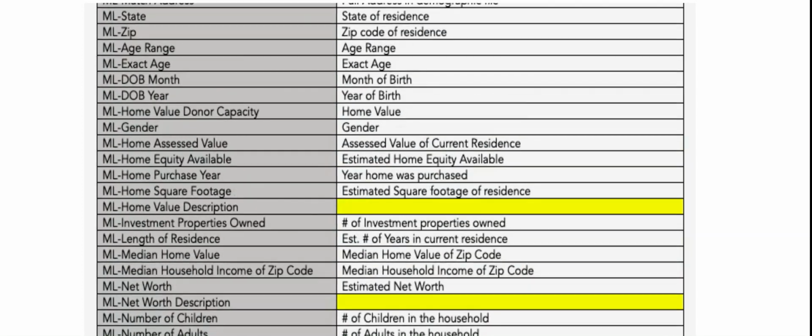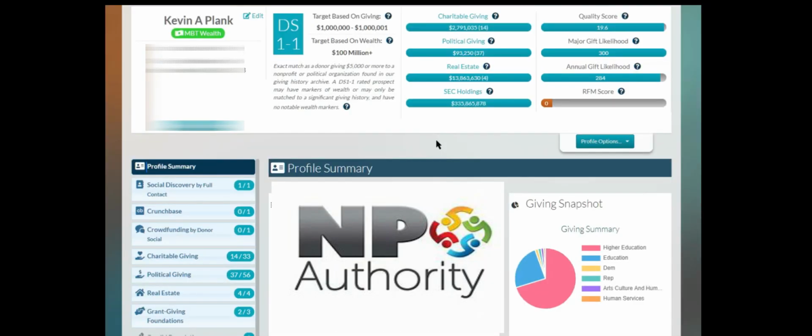And when you find a donor that you would like to do a deep dive with, you click a button and it opens something called the individual profile. Here we give the donor a rating of 1 through 5. We tell you how much money they have given to nonprofits, how much money they have donated politically, how much real estate they have, if they have stock with the SEC, and then we give a few brackets of wealth, rating them as a large donor or a medium-sized donor. And are they most likely, with an RFM score, to make a donation to you?